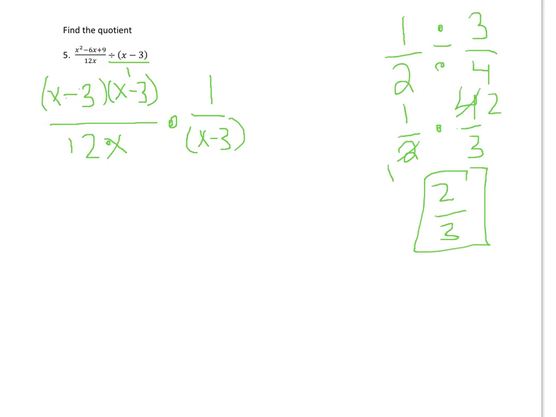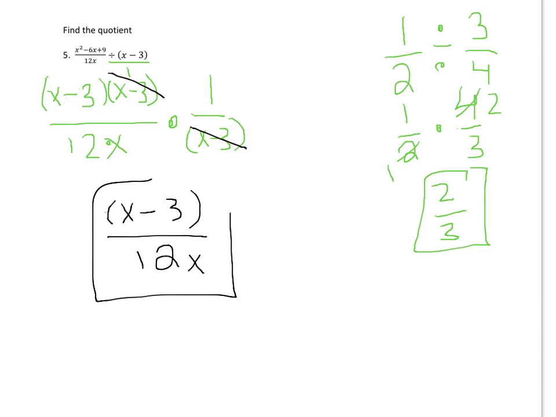So really, is division anything different than multiplication? No, you just have to remember, multiply by the reciprocal. We'll see how one of these matches up with one of those, so they cancel out. What are you left with? Well, you have 1 times x minus 3 on the top. 1 times the x minus 3. That's gone, so we just have the 12x on the bottom. And there we go.